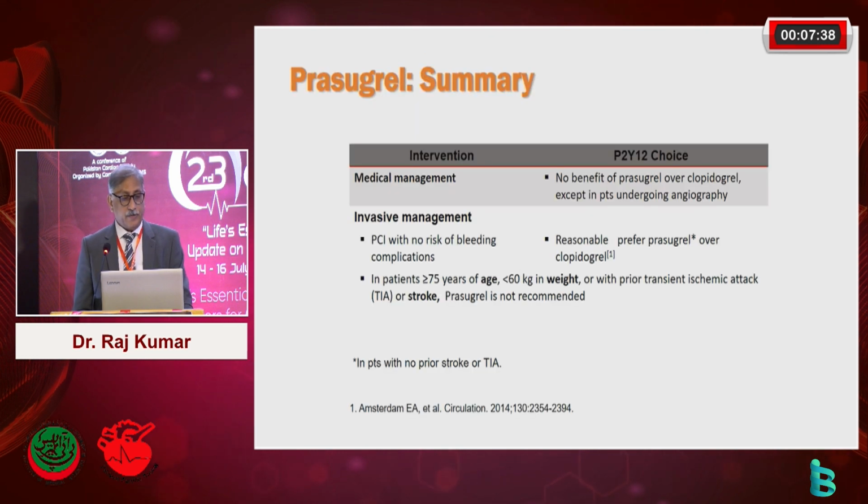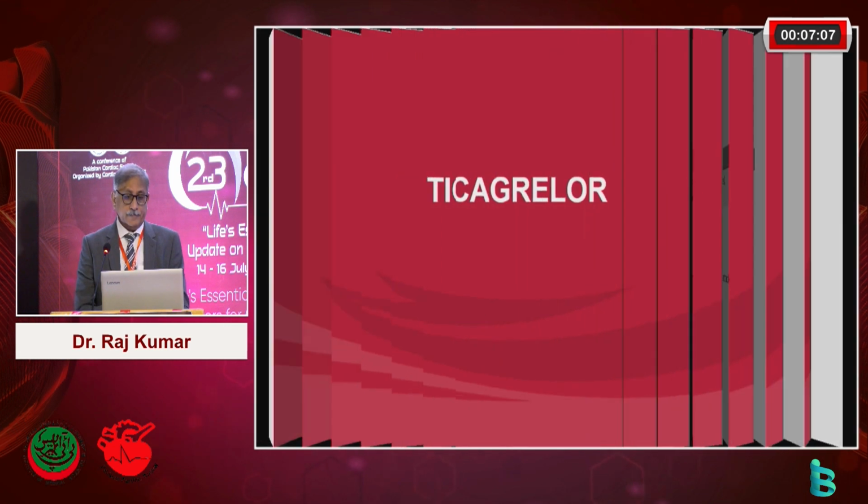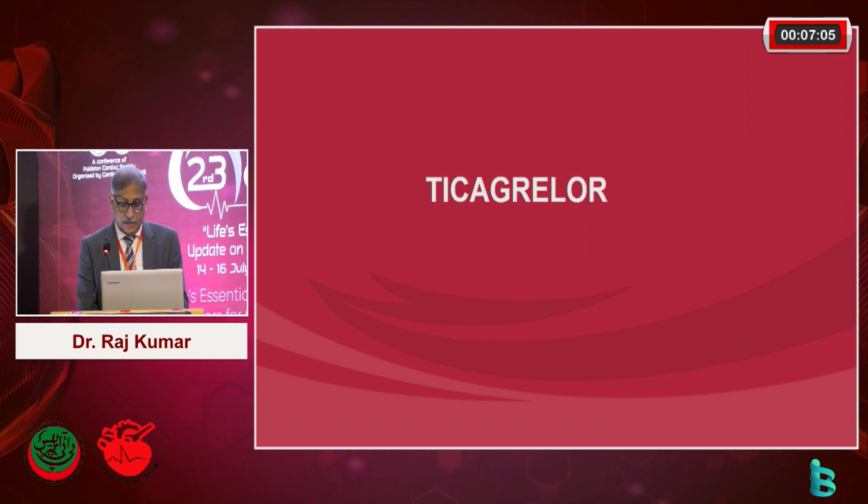So this is the summary of prasugrel. In medically managed patients, there is no benefit of prasugrel or clopidogrel, except in patients undergoing angiography or in patients with no prior stroke or TIA. With invasive management, PCI, and no risk of bleeding complications, it is reasonable to prefer prasugrel over clopidogrel. In patients over 75 years of age, less than 60 kilogram weight, or with prior transient ischemic attack, prasugrel is not recommended. So, another one, ticagrelor.